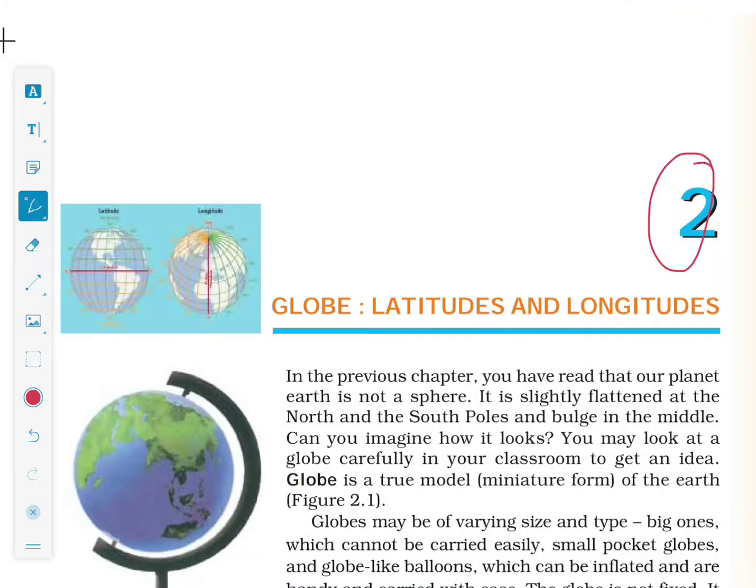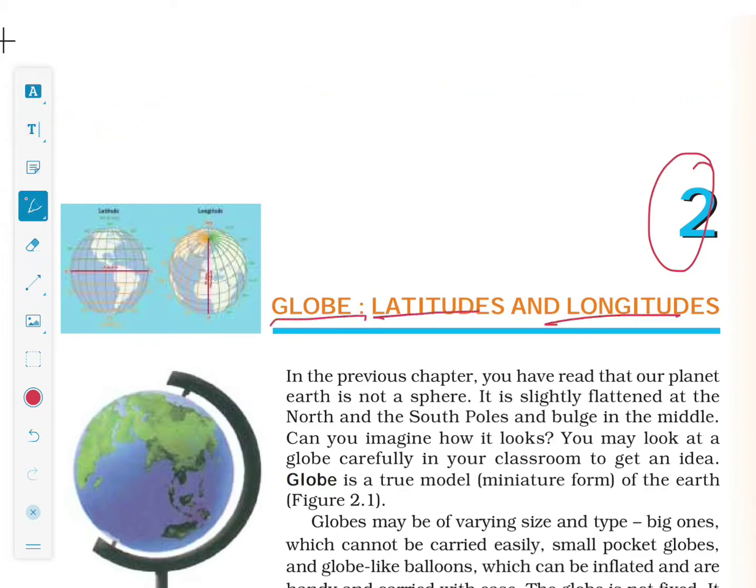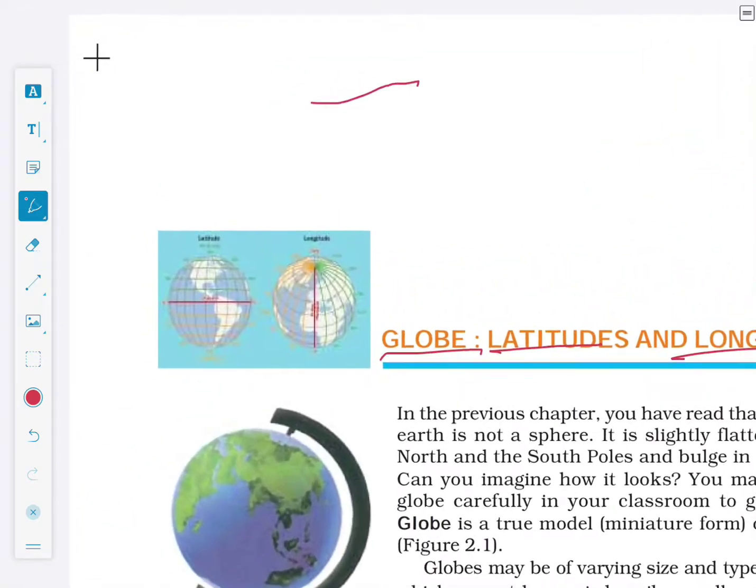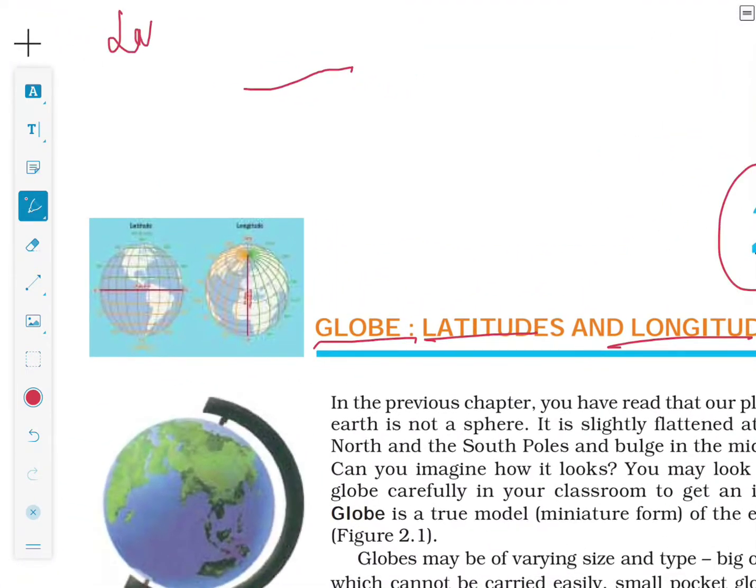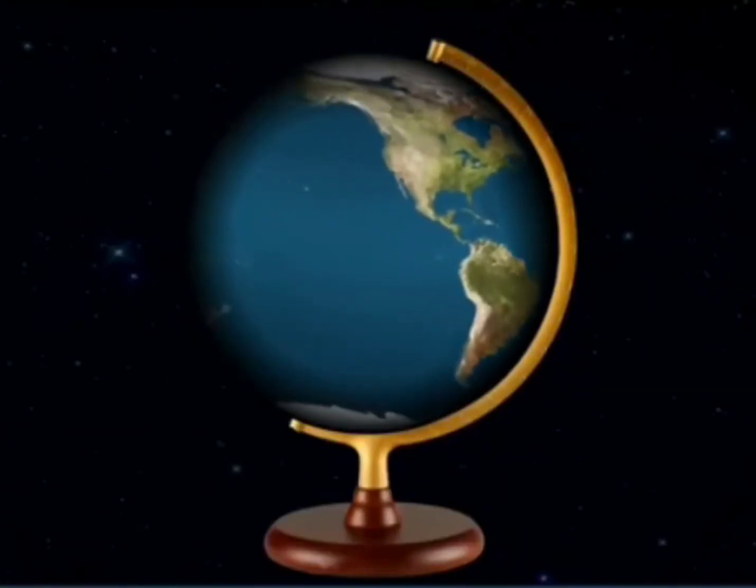Hello students, in this class we will cover chapter 2 class 6 of geography, globe, latitudes and longitudes. So we will first start with the meaning and basics of latitude and longitude. Basically latitudes and longitudes are the units that represent the coordinate at the geographic coordinate system.